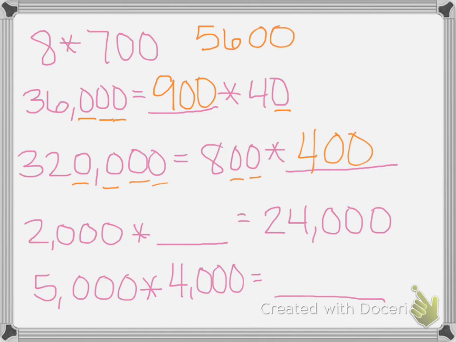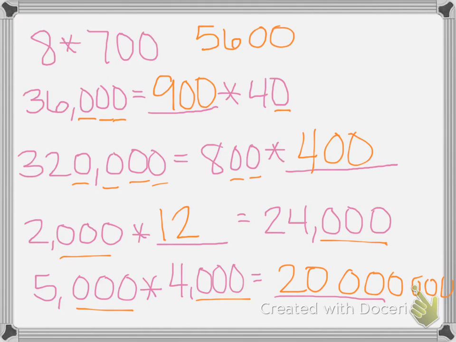The next one, I have 2,000 times something equals 24. So again, ignoring those zeros, 2 times 12 equals 24. And then I have 3 zeros here, 3 zeros here, so we'll leave it as 12. And then the last one again, I am going to ignore the zeros. 5 times 4 is 20, and then I have to add 3 and 3, so 6 zeros. So 20 million.